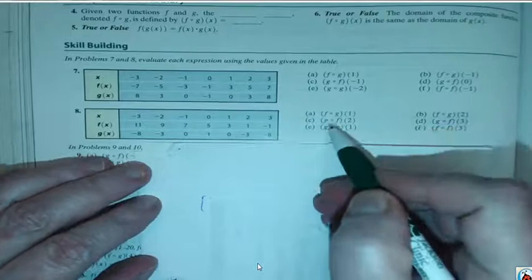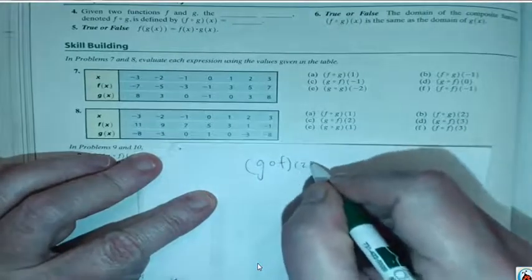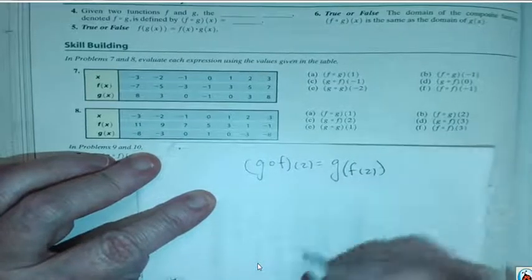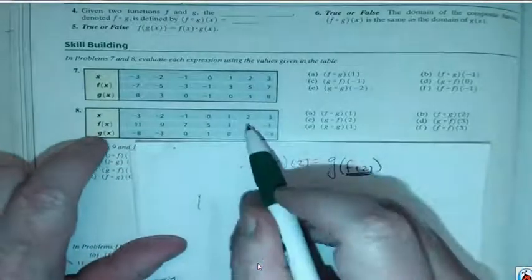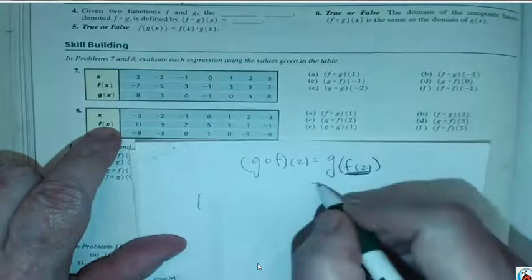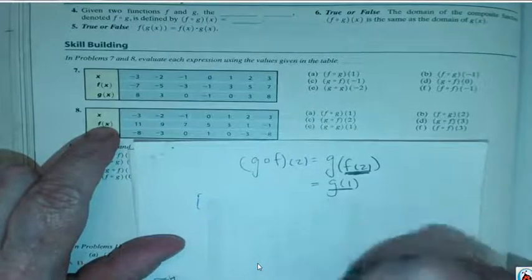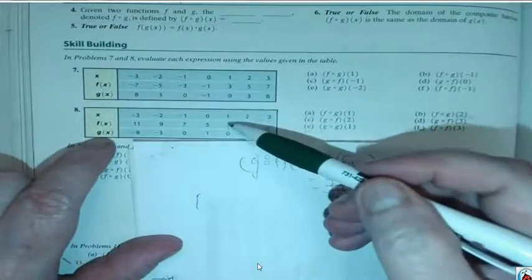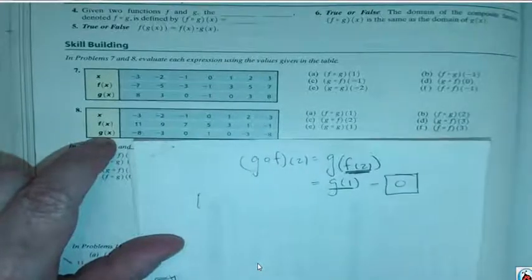Let's look at this one. What is g composed with f evaluated at 2? It will be g evaluated at f evaluated at 2. I need to find out what that is in the chart. If x is 2, f evaluated at 2 is 1. So I'm replacing f of 2 with 1. Now, what is g of 1 according to the chart? If x is 1, g of 1 is equal to 0. And my answer is 0.